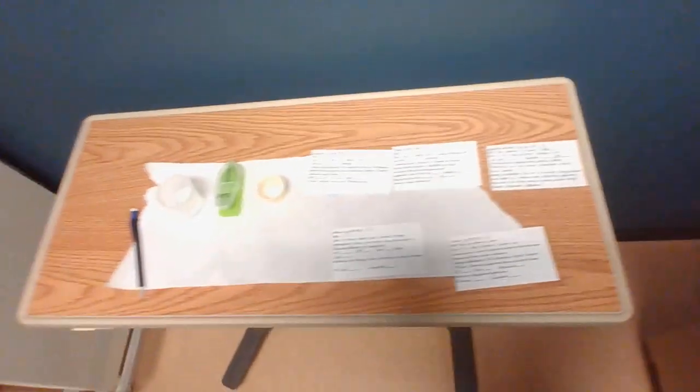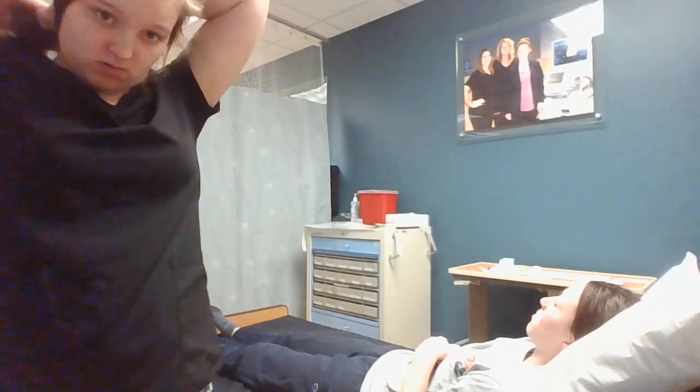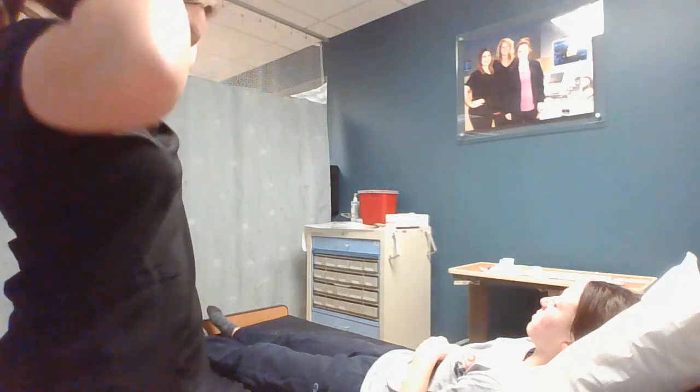Here is my surroundings and my equipment. I've got it all placed: provider's orders, my MAR with my med card, and my patient. And then this is where my computer is going to be, where you can see everything. Okay.